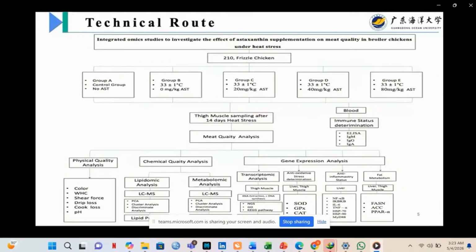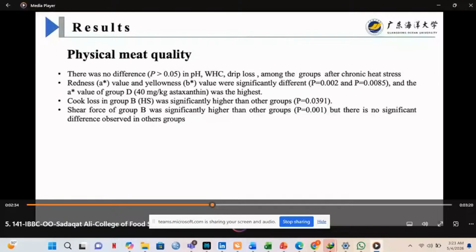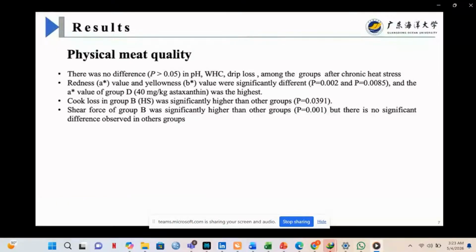Results. Physical meat quality analysis was done after 14 days of stress, and we observed that there was no difference in pH, water holding capacity, or weight loss among the groups after chronic stress. The redness value and the yellowness value were significantly different, and Group D had the highest redness value. Cook loss in Group B was significantly higher than the other groups, and the shear force of Group B was also significantly higher than the other groups, but there was no significant difference among the other groups. Texture profile analysis showed that there was no significant difference in texture profile parameters.